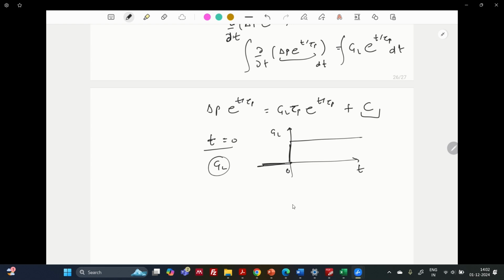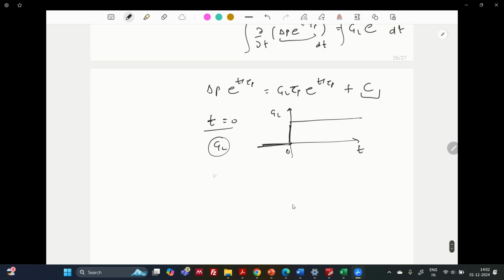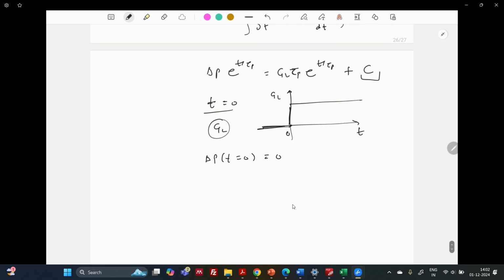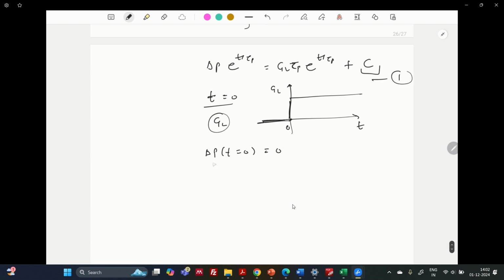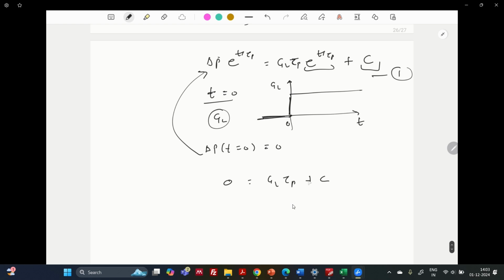So at t equal to 0, just before t equal to 0, we don't have any excess carrier concentration. So my delta p is equal to 0. So delta p at t equal to 0 is 0. There are no excess carriers. If that's the case, let me call this equation number 1. So put that condition back here. So this is going to become 0, delta p equal to 0 is equal to GL tau p times e to the power 0, which is 1, plus c. So c will be equal to minus GL times tau p.